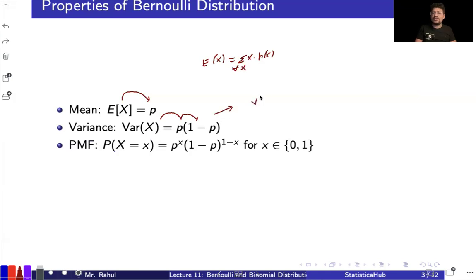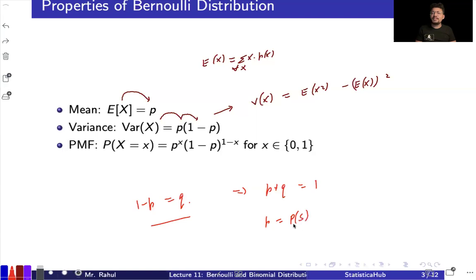For the variance of X, we already had the formula. That will be the expected value of X square minus the expected value of X raised to the power 2. So if you simply solve these things, you are going to get the value P, and the variance will come out to be P into 1 minus P. And 1 minus P is also denoted by Q. Okay, so that means we get a relation that P plus Q comes out to be 1, where we count P to be the probability of success. So Q will be the probability of failure.